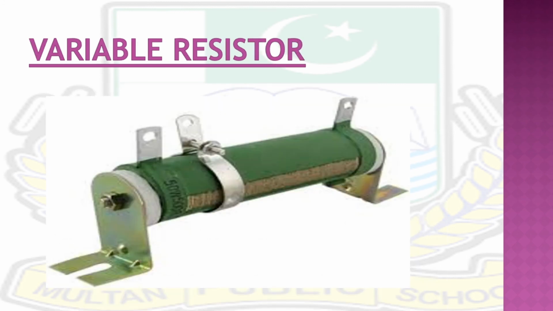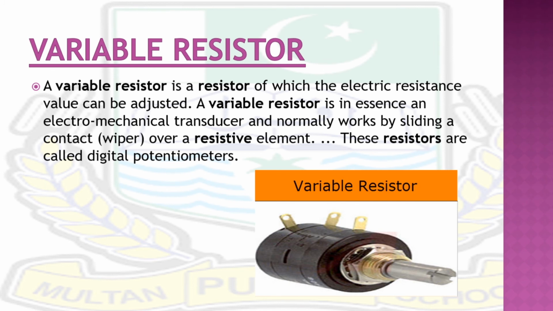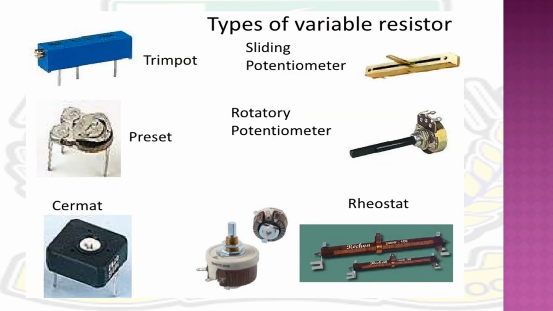Now, what is a variable resistor? A variable resistor is a resistor whose electric resistance value can be adjusted. A variable resistor is in essence an electromechanical transducer and normally works by sliding a contact, you can say a wiper, over a resistive element. Such resistors are called digital potentiometers. Here are some types of variable resistors: trim pot, sliding potentiometer, rotary potentiometer, rheostat, preset, and cermet.